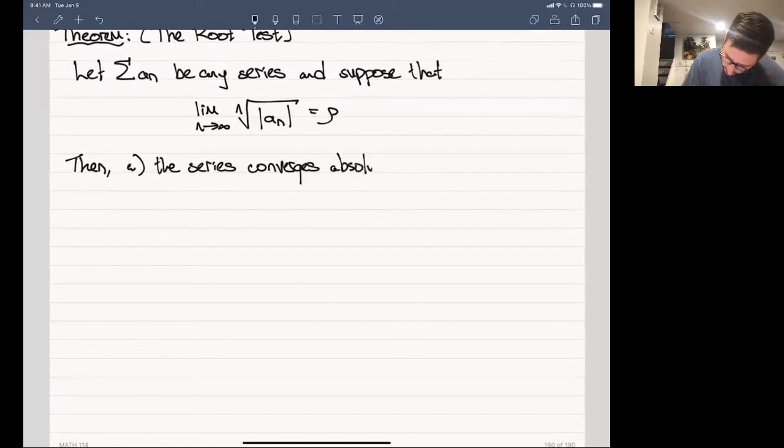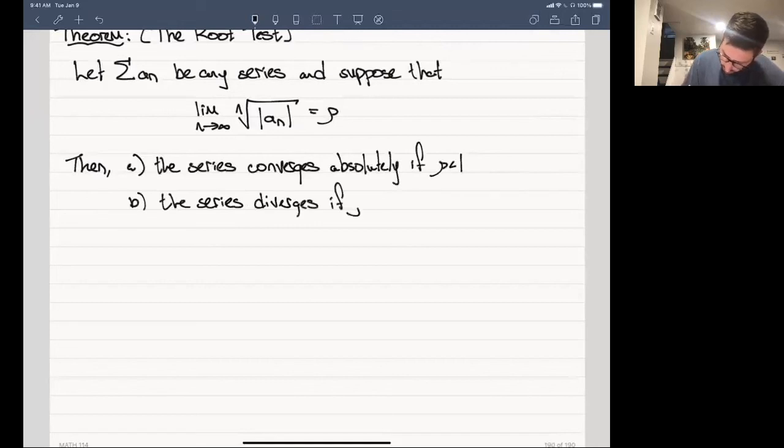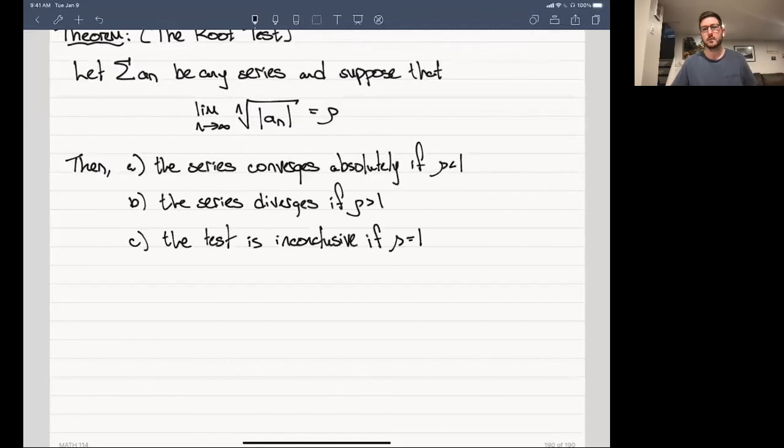Absolutely. If rho is less than 1, the series diverges. If rho is greater than 1, and C, of course, the test is inconclusive. If rho is equal to 1. Okay, so you have another test. In this case, you're looking for the nth root. So the question is, how do we use this for our example?